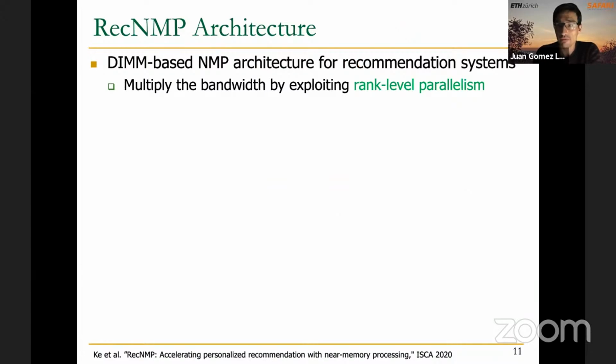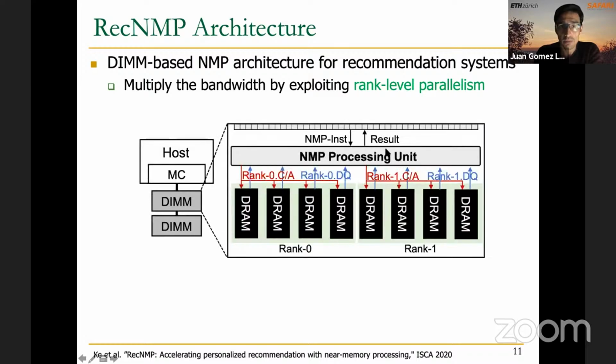And there have actually been several papers targeting this problem and trying to optimize personalized recommendation systems by using processing in memory. One of the most relevant ones is this RecNMP that was presented at ISCA 2020. You can find the title at the bottom of the slide. And essentially, this RecNMP exploits rank-level parallelism. It's a DIMM-based NMP architecture similar to the AxDIMM that we are going to discuss soon.